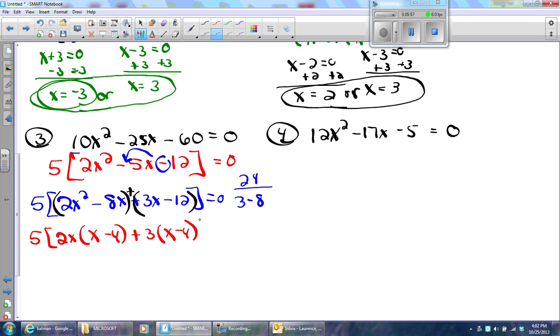I really like the way this is falling apart. So I'm going to have 5. There's my GCF right there. I'm going to pull that out, x minus 4. What's left? A 2x and a positive 3.